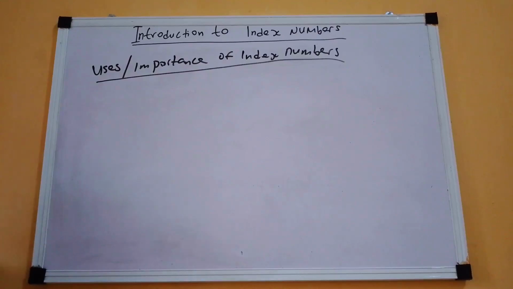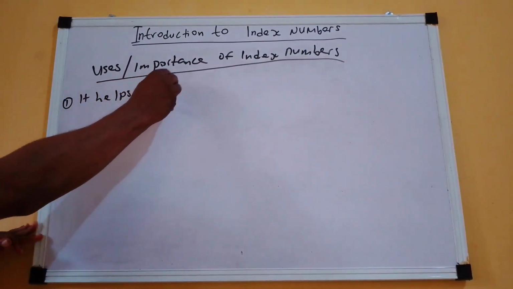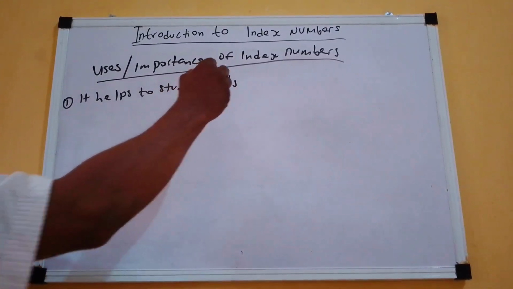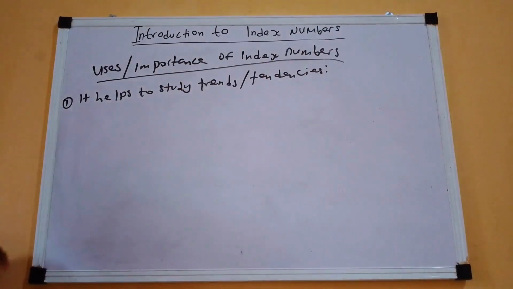Number one is that index numbers help to study trends, stroke tendencies. What do you mean by this? If, for instance, you are studying the prices of a particular commodity year in, year out, index numbers will help you study the pattern of the trend. Is the price of that particular commodity increasing over the years, or is there any fluctuation? Is it steadily increasing? Is it steadily decreasing? What are the factors responsible? So it helps us to study trends.